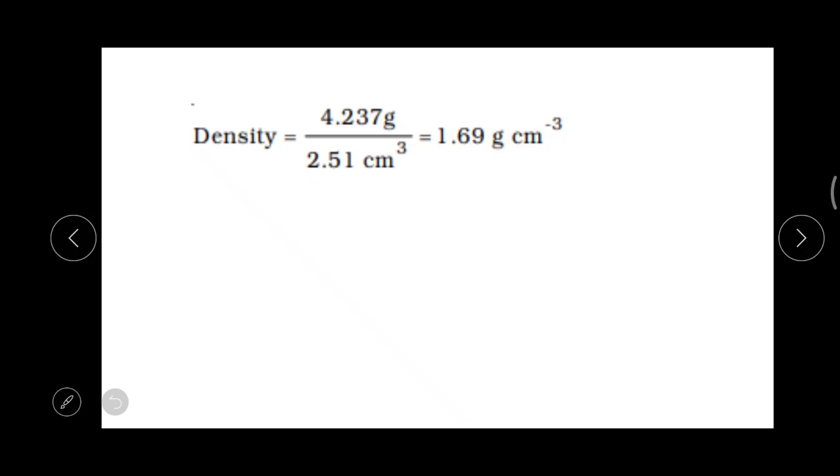So the resultant value should have 3 significant figures only. It is 1.69. Actually the value is a little bit lengthy, but we have cut it short, or rounded it, to 1.69 to obtain 3 significant figures, as per the rule. I think you understood this one.